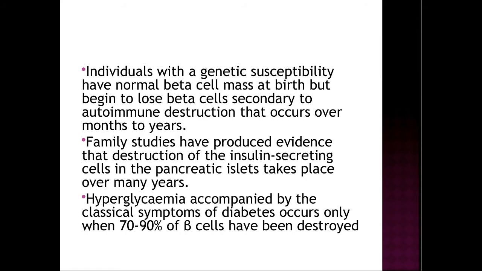Individuals with a genetic susceptibility have normal beta cell mass at birth, but begin to lose these beta cells secondary to autoimmune destruction that occurs over months to years. Family studies have provided evidence that destruction of the insulin-secreting beta cells in the pancreatic islets takes place over many years. Hyperglycemia accompanied by the classic symptoms of diabetes occurs only when 70-90% of beta islets have been destroyed in patients.